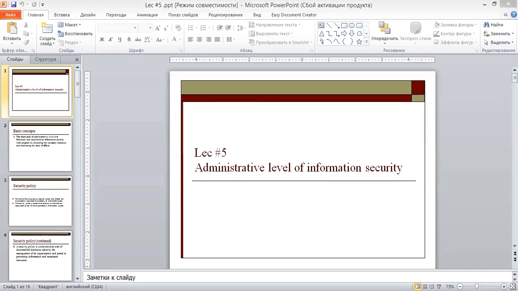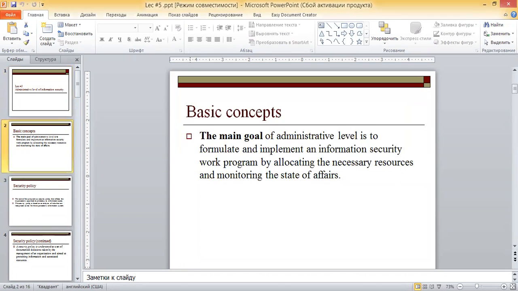Lecture number 5. Administrative level of information security. Basic concepts.